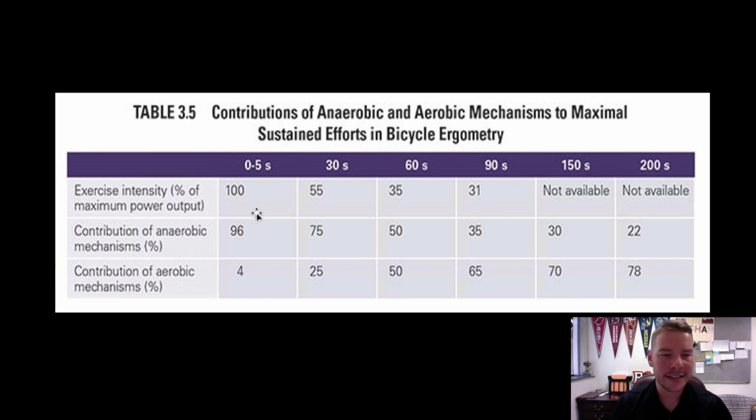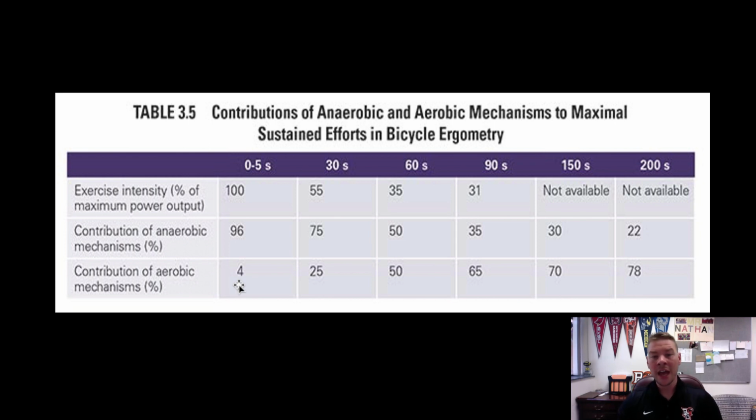Their exercise intensity, percentage of max power output, is at 100%, right? They've got a ton of energy, so they're putting everything they can into it, everything they have available. Well, during those first 5 seconds, our anaerobic mechanisms, like ATP-PCR and anaerobic glycolysis, are going to be doing 96% of the work. They're going to be producing 96% of our energy. Notice that I didn't say 100% of our energy, right? It's 96% because our aerobic mechanisms are putting in 4%. Very small amount, but they're still putting in a little bit of work there.